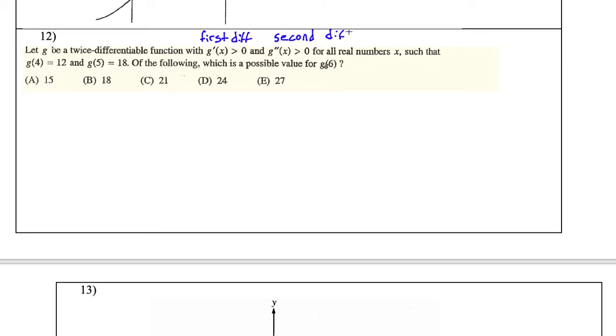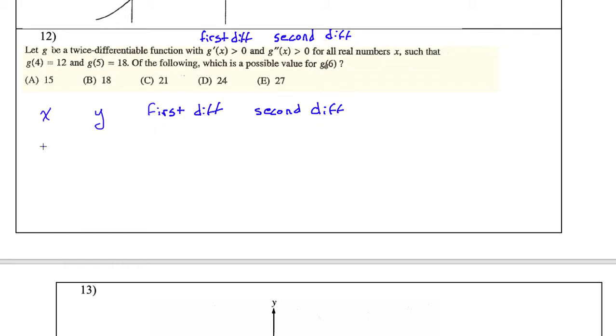And if you're confused right now, you're like, what do you mean first difference or second difference? Once you look at a table, it becomes very clear. So let's look at our values of x, our values of y, our first difference, and our second difference. Probably didn't need that much space, but whatever.